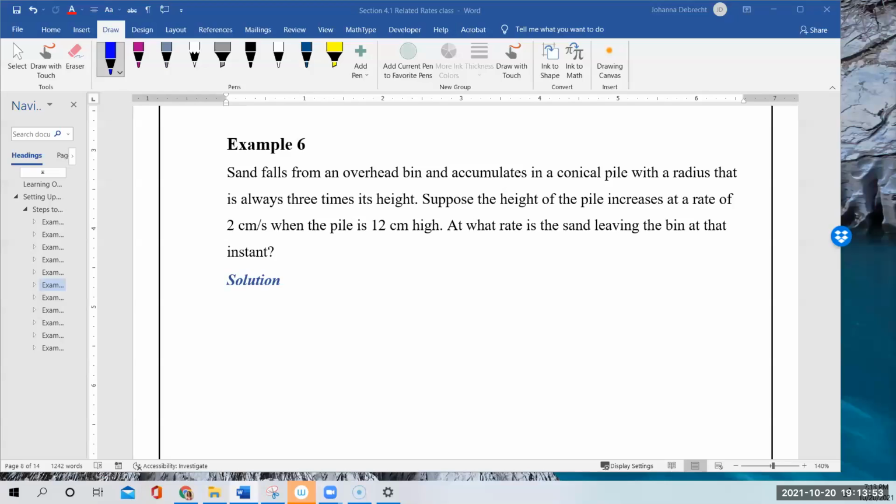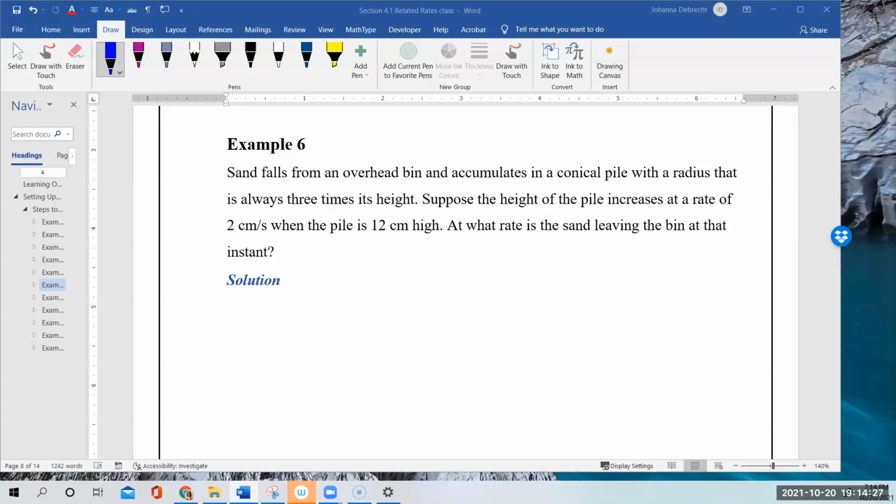Let's now take a look at the next problem, example 6. Sand falls from an overhead bin and accumulates in a conical pile with a radius that is always 3 times its height. Suppose the height of the pile increases at a rate of 2 centimeters per second when the pile is 12 centimeters high. At what rate is the sand leaving the bin at that instant? All I got out of it was sand falling. So I need to think about how sand might be measured.